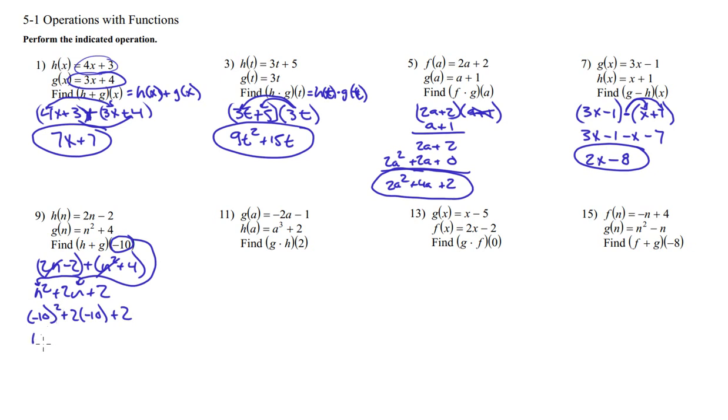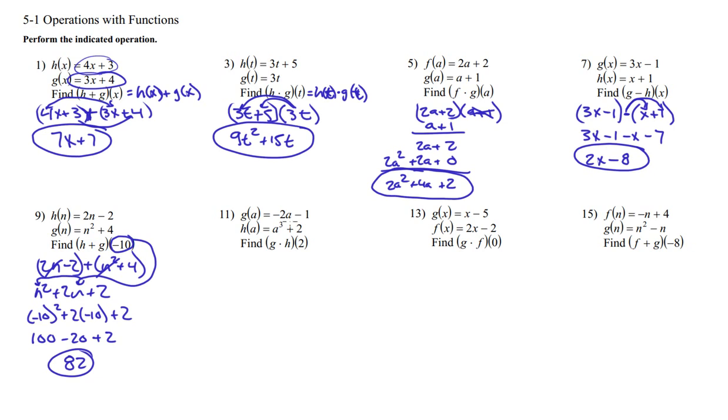Negative 10 times negative 10 is 100. 2 times negative 10 is negative 20 plus 2. 100 minus 20 is 80, plus 2 is 82. Okay? All right, same idea here.